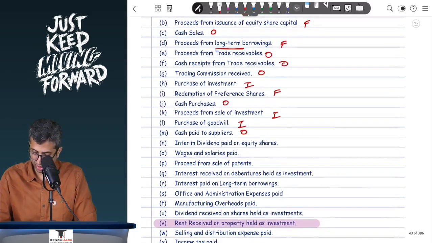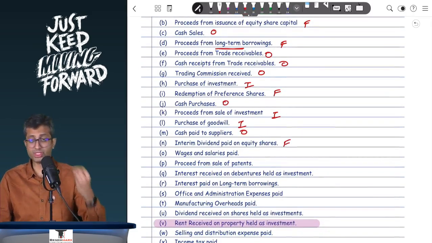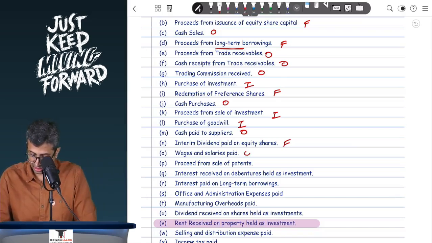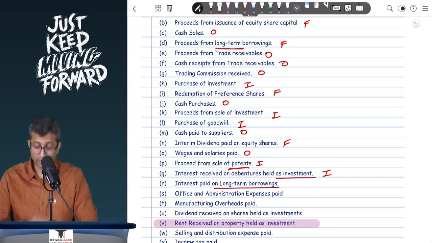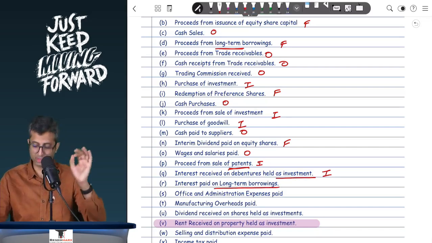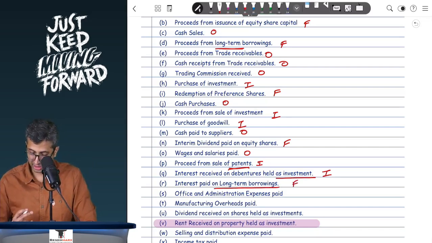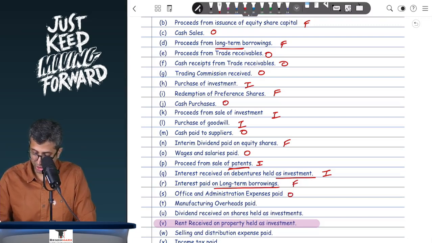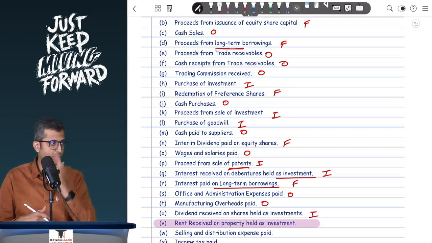Interim dividend paid on equity shares, dividend interim or final which is paid is financing. Wages and salaries paid, operating. Proceed from sale of patents are intangible asset, investing. Interest received on debentures held as investment, investing. Interest on long-term borrowings are financing in nature, so interest paid on them will also be financing in nature. Office and admin expenses, paid, operating. Manufacturing overheads, paid, operating. Dividend received on shares as investment. So income on that will also be investing.